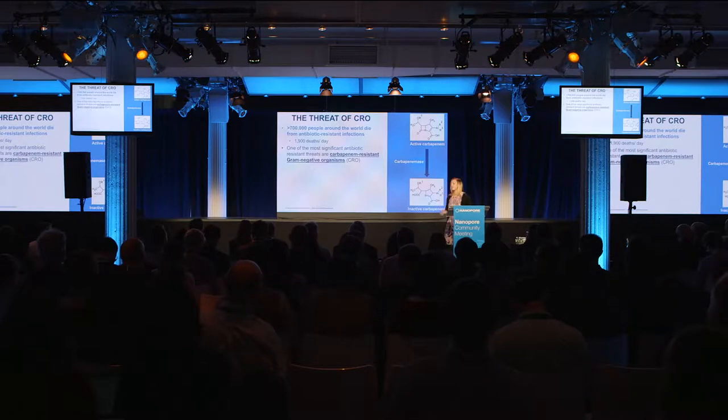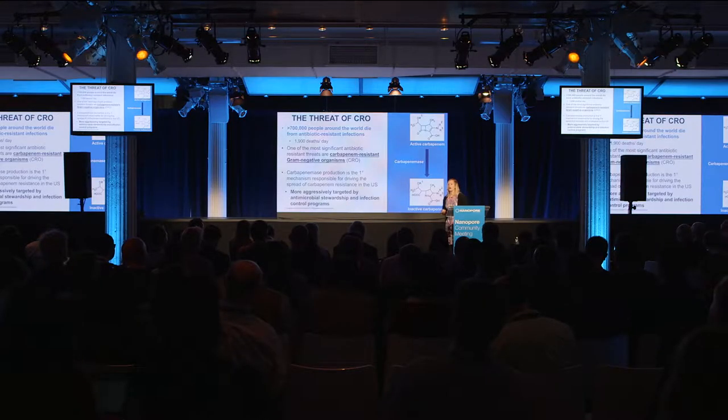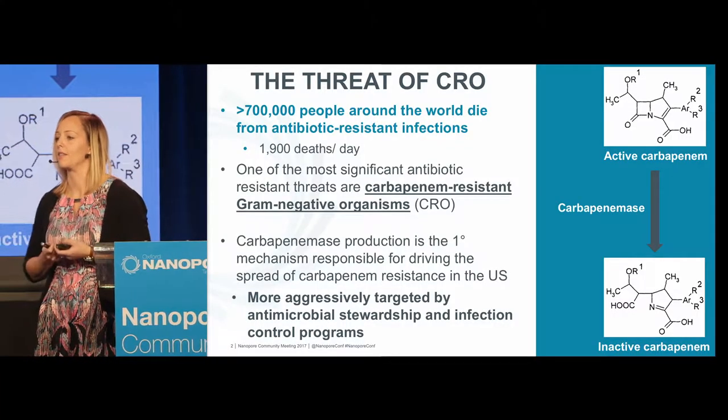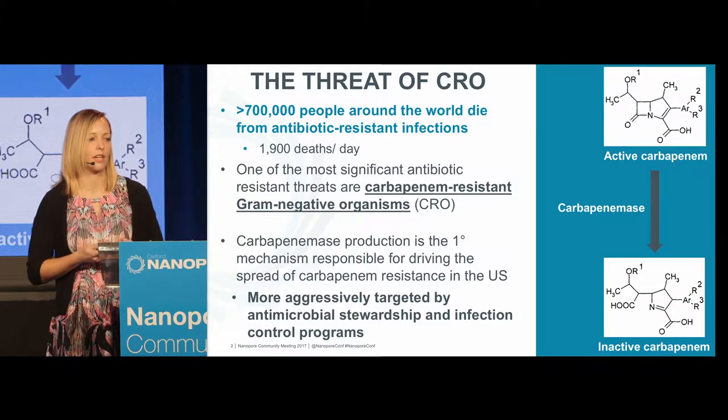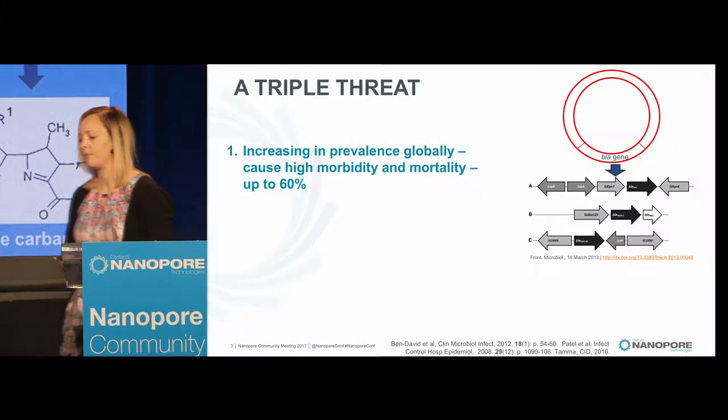One of the mechanisms where they become resistant to carbapenems is by producing carbapenemase enzymes that cleave the amide bond of the beta-lactam ring of most beta-lactam antibiotics, including the carbapenems, rendering them inactive. So carbapenemase production is one of the primary mechanisms driving carbapenem resistance among gram-negatives in the US, and so they're more aggressively targeted by antimicrobial stewardship and infection control programs.